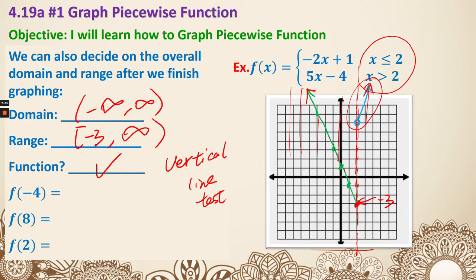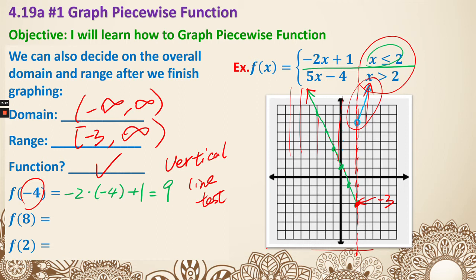Next, f of negative 4. That is for you to decide which domain and which function to use when x is actually negative 4. When x is negative 4, you clearly should be using the top one, because the top one has x less than or equal to 2. Negative 4 is clearly fitting into that domain. So it's negative 2 times negative 4 plus 1, which is going to give you a positive 9.